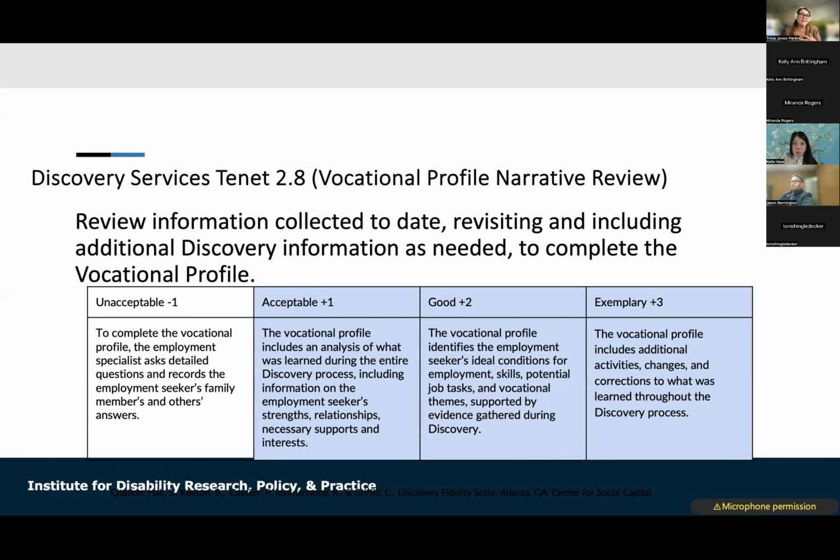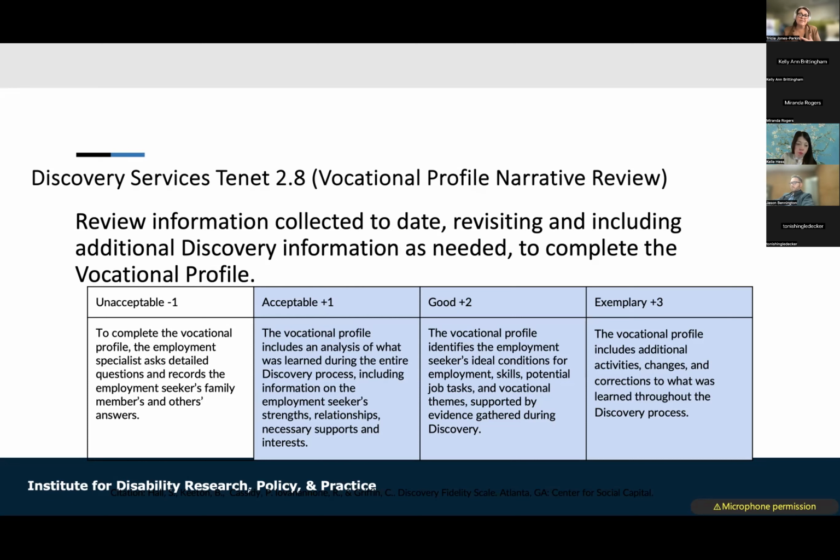Unacceptable is that we're just using that question and answer format, that we didn't really spend time with the person, and that it's obvious that we just answered questions. Bare minimum is that we are analyzing what we learned during discovery, and we include information about the person's strengths, their relationships, what the necessary supports are, and of course their interests.